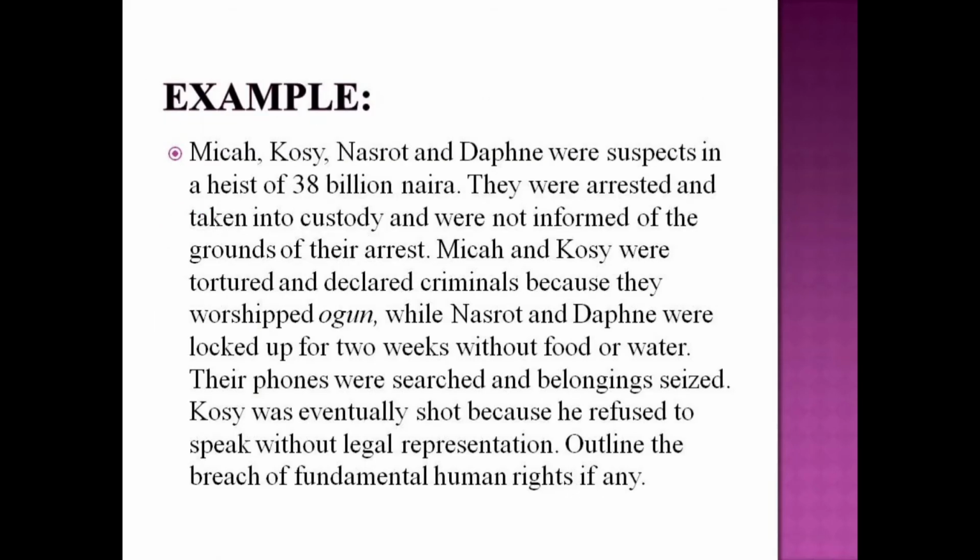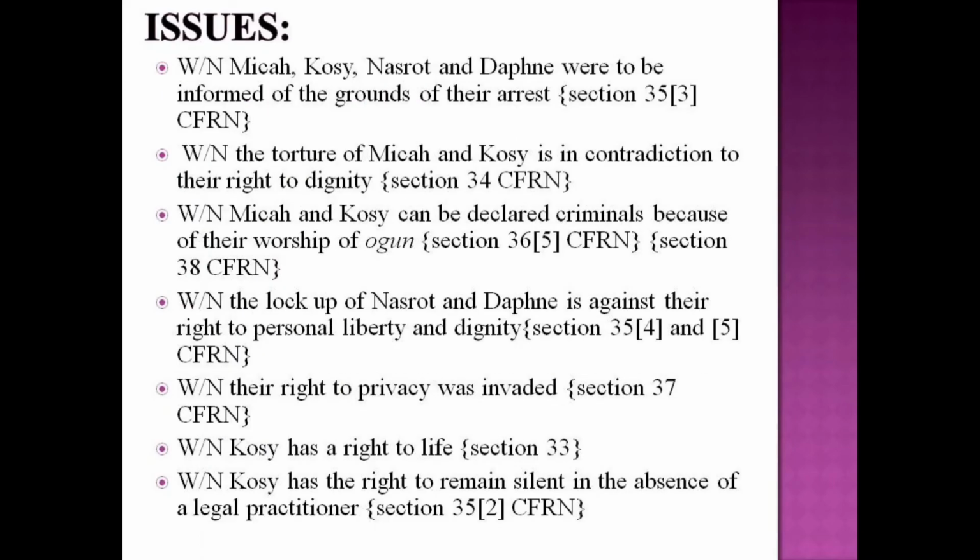For the second example I have given, Michael, Kosi, Nasrat and Daphne were suspects in a heist of 38 billion naira. They were arrested and taken into custody. They were not informed of the grounds of their arrest. Michael and Kosi were tortured and declared criminals because they worshipped Ogun, while Nasrat and Daphne were locked up for 2 weeks without food or water. Their phones were searched and belongings seized. Kosi was eventually shot because he refused to speak without legal representation. Outline the breach of human rights, if any.